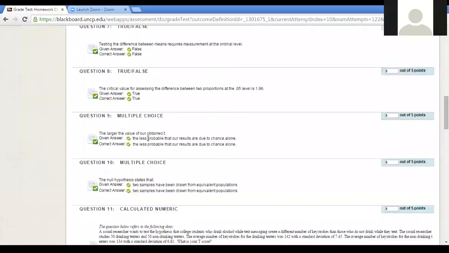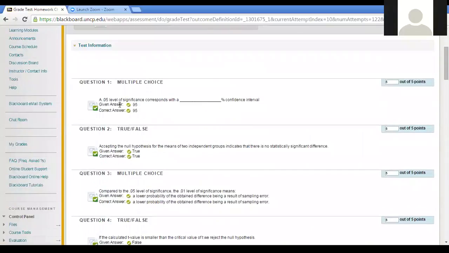Okay, I want to go over a couple of the problems from the homework quickly. A 0.05 level of significance corresponds with a 95% confidence interval. You want to make sure that alpha plus the confidence interval is equal to 100. So if it said a 0.1 level of significance, you'd be using a 90% confidence interval.